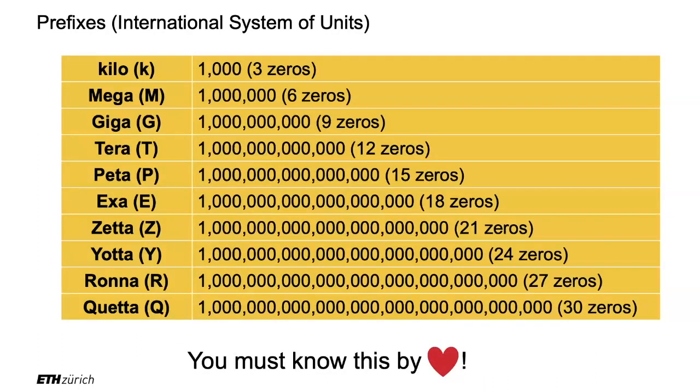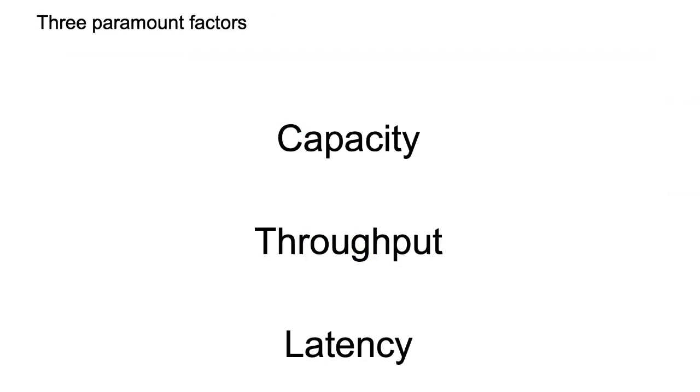So in fact, there's so much data that we are running out of zeros every couple of decades, and Ronna and Quetta are actually quite new. I think they were added last year, and probably we're going to have even more, maybe in 20 years, they will figure out that it still doesn't suffice. But anyway, just to show you how crazy it is with the scale of data that we are dealing with, and why we have a problem, because otherwise we wouldn't need big data.